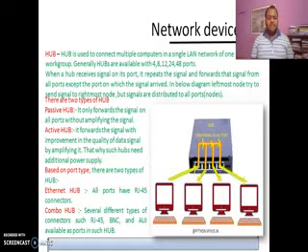Now next is based on their port type. There are two types, Ethernet and combo. For Ethernet, RJ45 connectors are used. For combo, several connectors like RJ45, BNC, AUI are available as ports in such a hub.